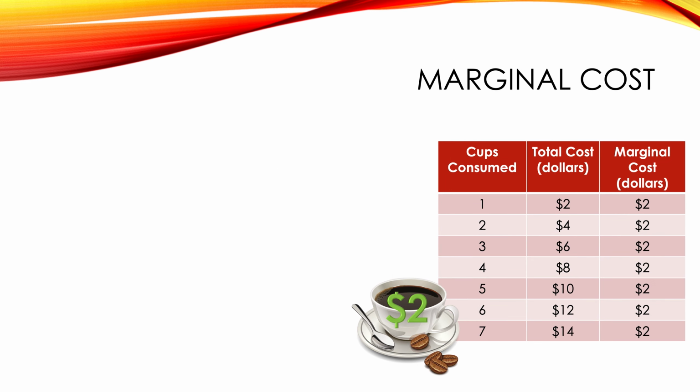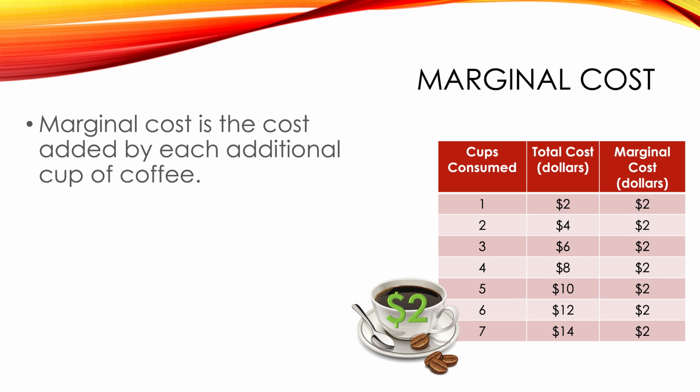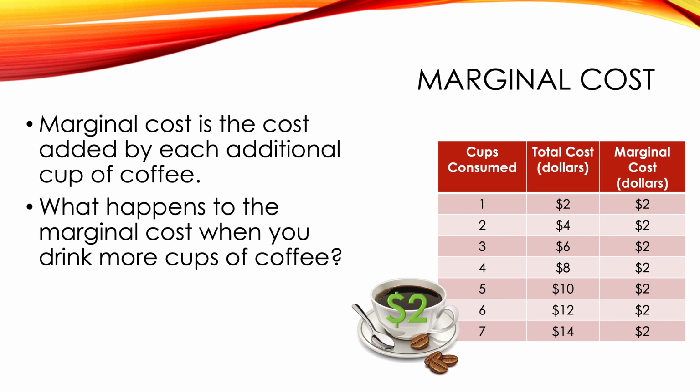Now we're going to get to marginal cost. Marginal cost is the cost of each additional cup of coffee, not looking at the total cost, but how much in cost does one more cup of coffee actually add. So if you look at the table to the right there, what happens to the marginal cost when you drink more cups of coffee? The answer is nothing. It stays constant, because while the total cost might be going up, up and up and up and up, it's rising by $2 every time.